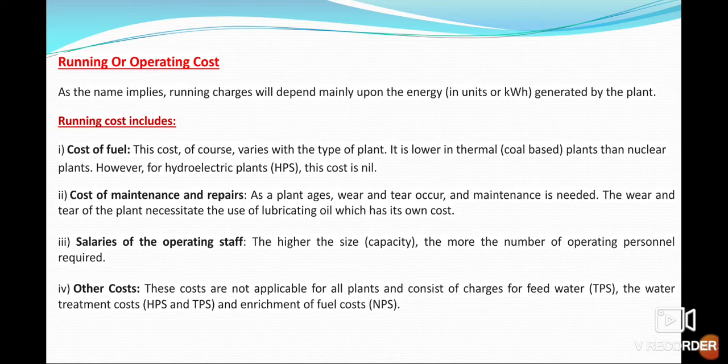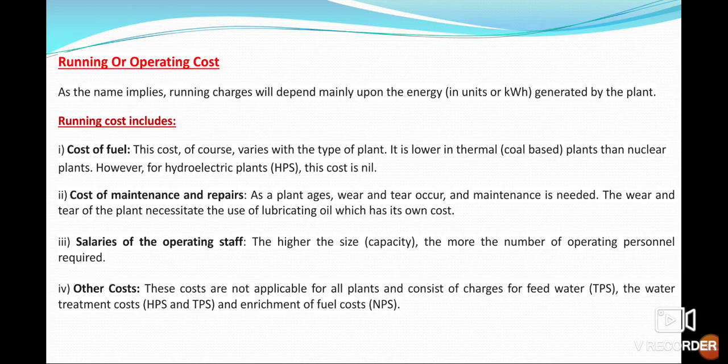That is, as the plant ages, as the years pass, the machines, the generators and the turbines present in a power plant get damaged and maintenance is required for that purpose. So a different amount is required for the repair, inspection and maintenance of those elements. So for that we need a cost of maintenance and repair. The equipment required for that may include lubricating oil, which also has a different cost.